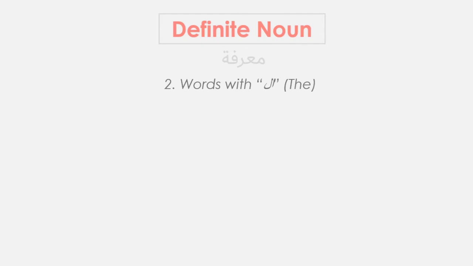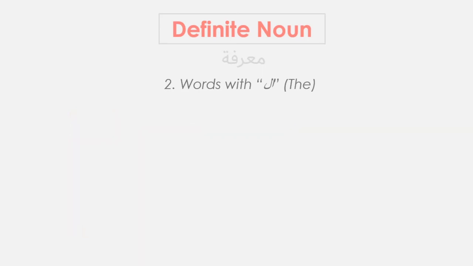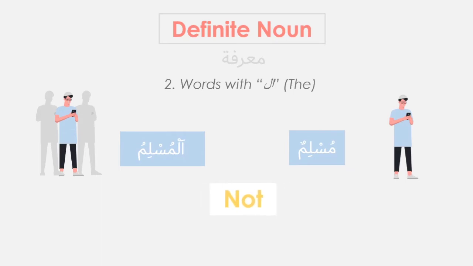Next we have words with al on them, which translates as the in Arabic. Kitabun is a book and al-kitabu is the book. Similarly, qalamun is a pen and al-qalamu is the pen. Note that adding al removes the tanween, and we have already studied in our previous video that the concept of light versus heavy doesn't apply to them.